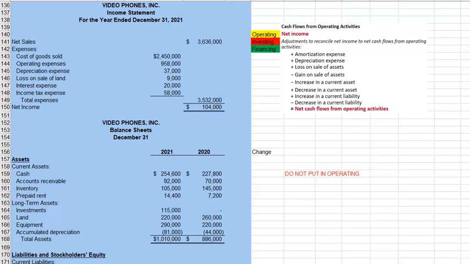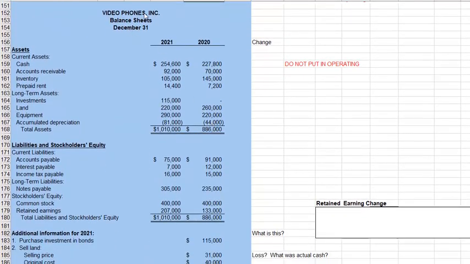Let's do a cash flow example. Here we have Videophone and we have their financial statements. We have the income statement for the year ended December 31st. So this is for a period of time. And we have the balance sheet for Videophones. Notice December 31st, this is on a day in time.